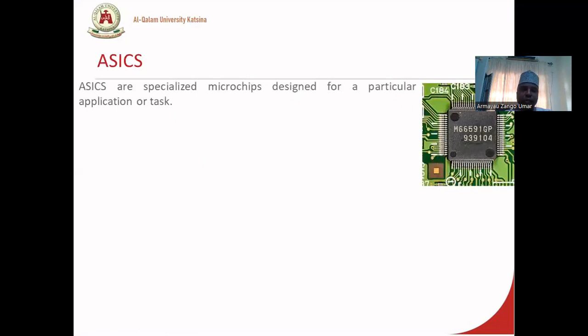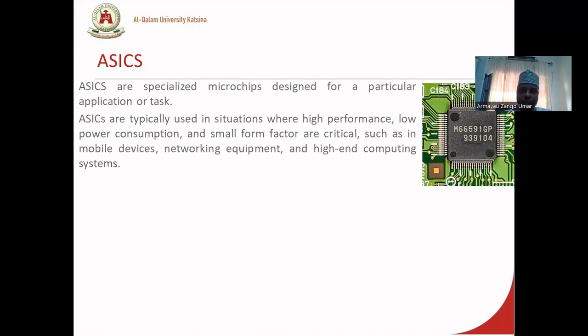So it's usually specialized microchips designed for a particular function or task. They are usually used where higher performance, low power consumption, and small form factor are critical, such as in mobile devices, network equipment like routers, and higher end computer systems. That is where performance, energy efficiency, and a small product size are wanted. So in that case, an application-specific integrated circuit is best suited.